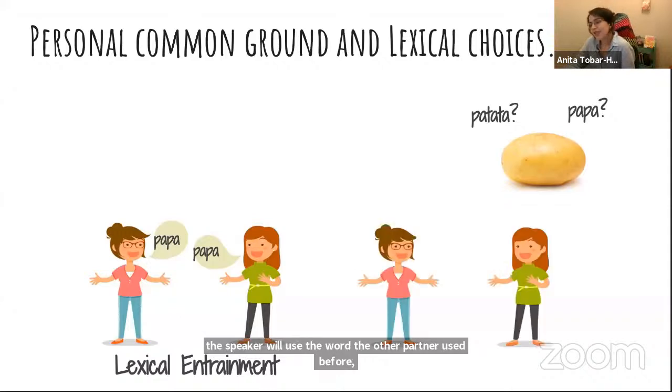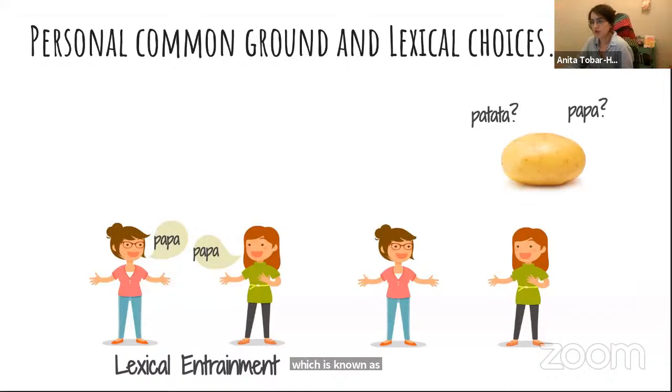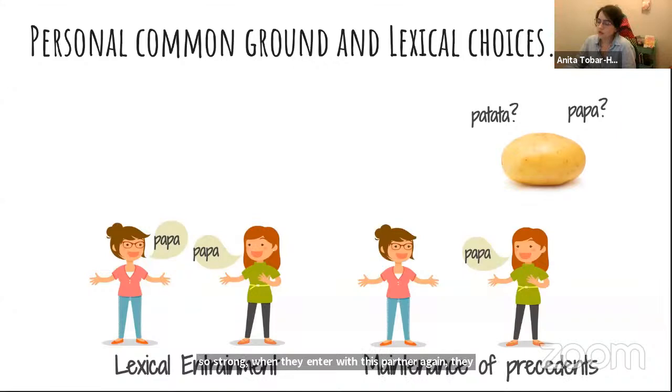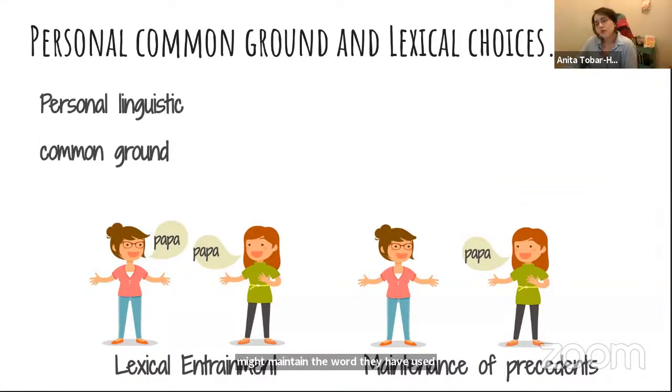And apparently, the effects of personal common ground on speakers' lexical choices are so strong that even when they interact with this partner again, they might maintain the word that they had used before, the word that was in personal common ground. And this phenomenon is known as maintenance of precedence. But why does personal linguistic common ground influence speakers' lexical choices in this way? Well, there are two main approaches or two accounts to explain this.